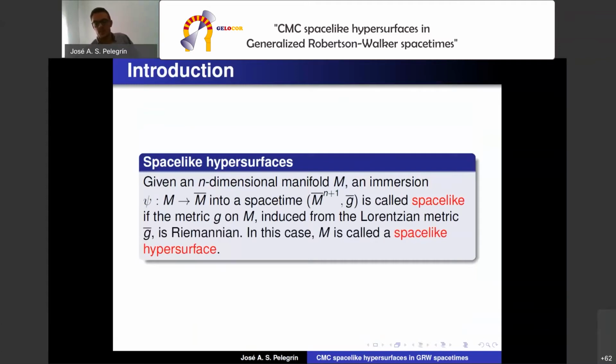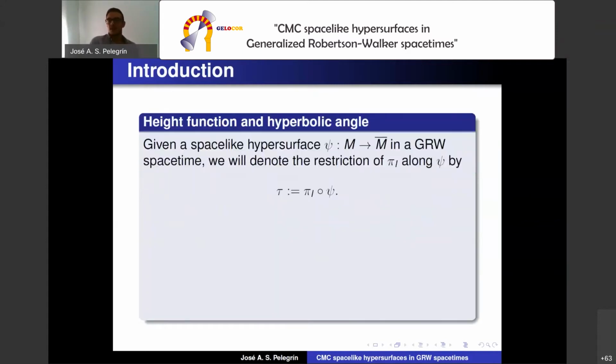space-like hypersurfaces. That is an immersed codimension 1 submanifold, such that the Lorentzian metric on the spacetime restricted to the immersion is Riemannian. The importance of these space-like hypersurfaces comes from the fact that they describe, roughly speaking, the universe that we can measure at a given instant of time. And in these models, we can define some functions on our hypersurfaces, such as the height function, which is just the restriction of the projection onto the base to the hypersurface. We will denote it by tau.